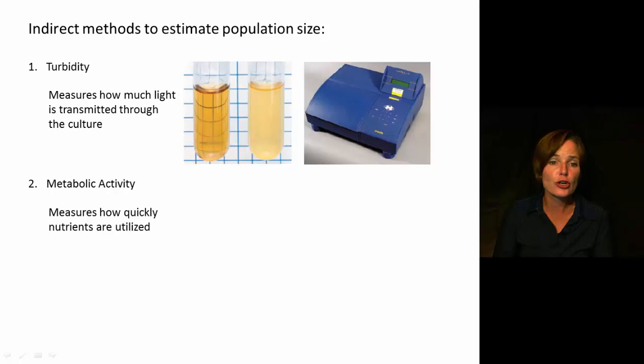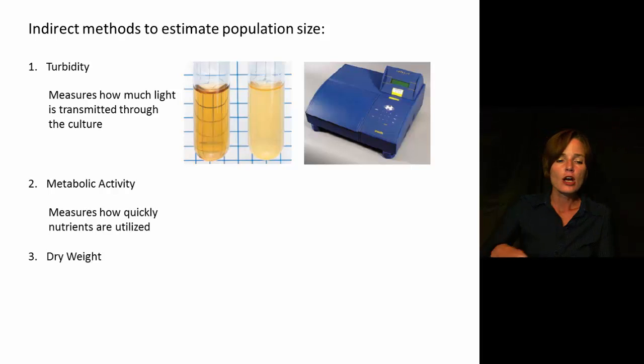Another way that we can measure microbe population size indirectly is going to be to look at metabolic activity. With metabolic activity, we would look at how quickly nutrients are depleted or how quickly they're utilized. A third way is going to be to look at the dry weight. If we're looking at the dry weight, we would have to actually take the sample. We would have to dehydrate those bacteria. So we have to filter them out, get rid of all of the liquid, and then actually weigh on a scale how much we have there.